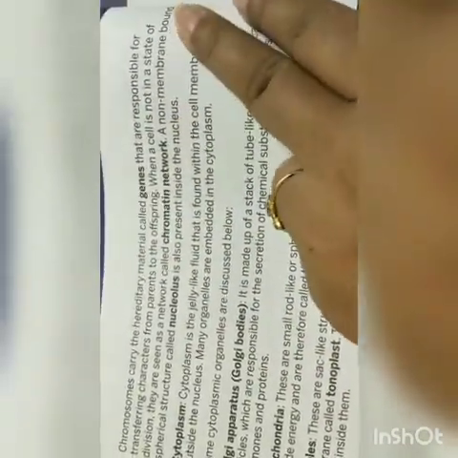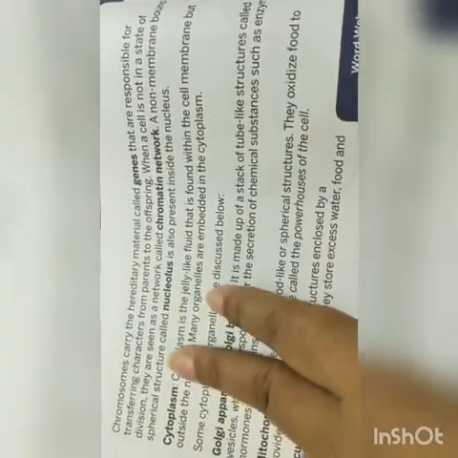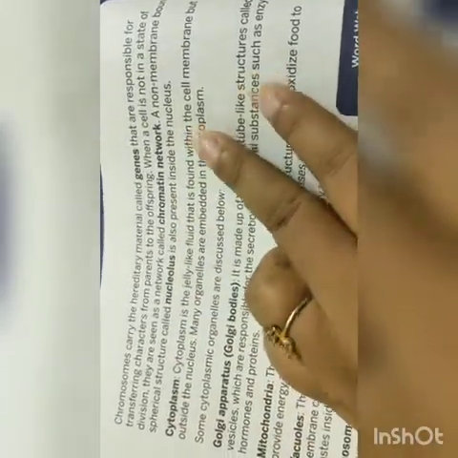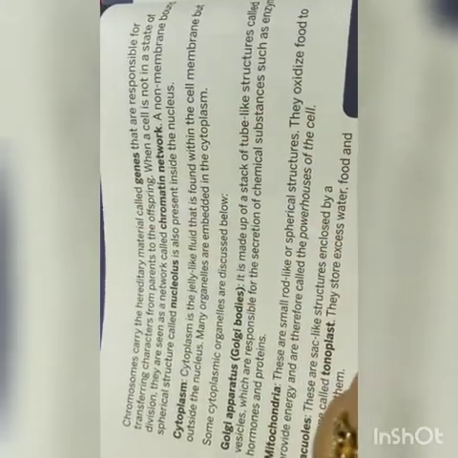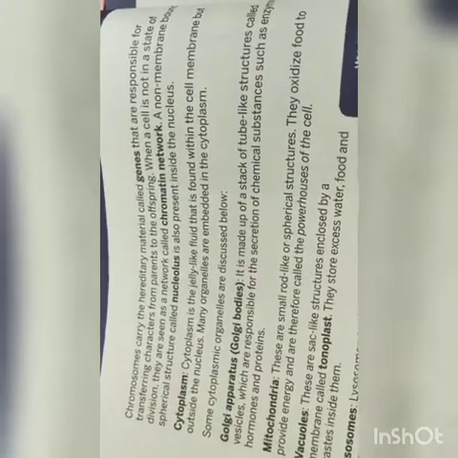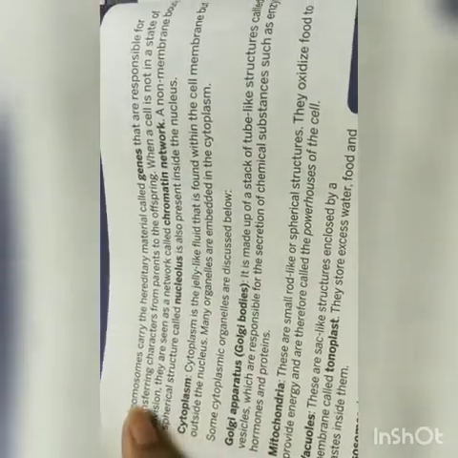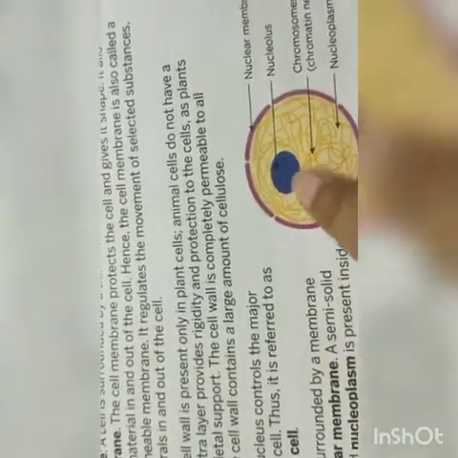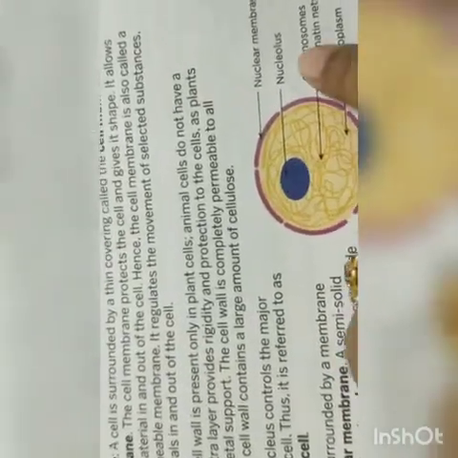A non-membrane bound spherical structure called the nucleolus is also present inside the nucleus. So one non-membrane bound spherical structure is there in the nucleus. It is called the nucleolus. Let's see which one is the nucleolus. This is the dark spot, dark blue color, have you seen? So it is called the nucleolus.